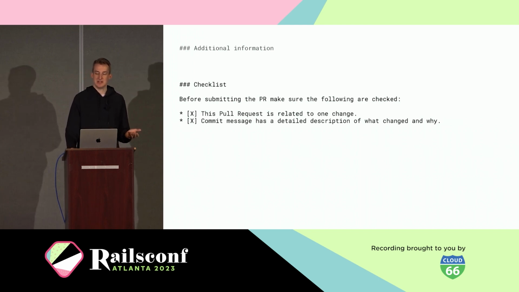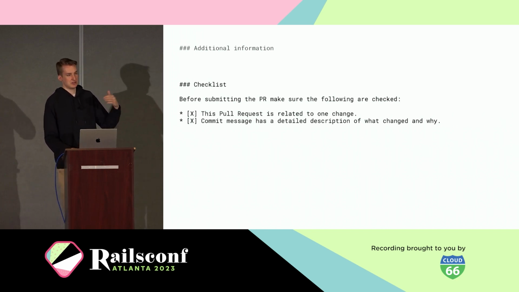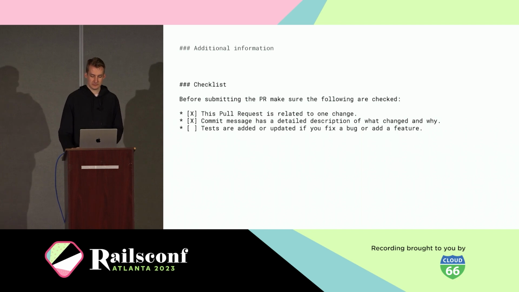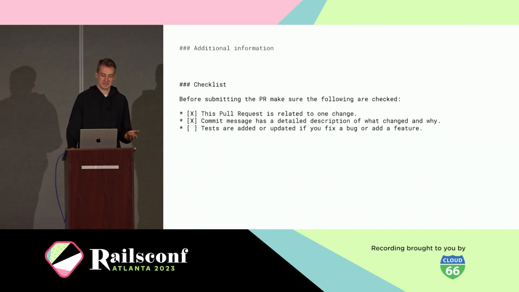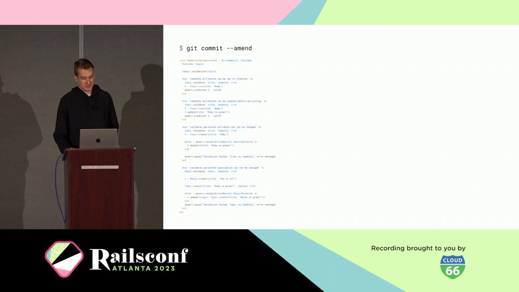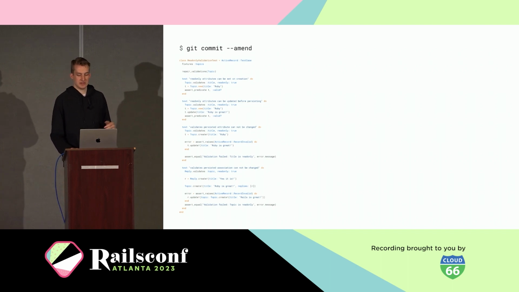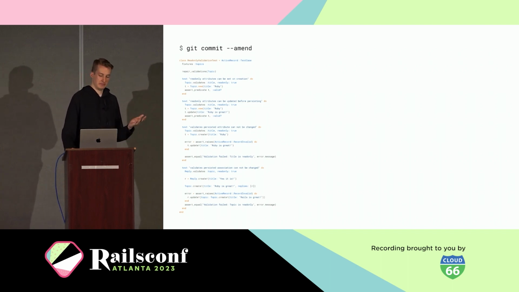Is the commit message detailed? Yes, it is. We amended our initial commit message with a detailed description of the change, including the motivation. Did we add tests? We did not. Let's add some. We can use the existing immutable validator tests that we have in our app, with a few tweaks to the models to make it work in the Rails tests, and obviously we have to rename it because we renamed the validator.